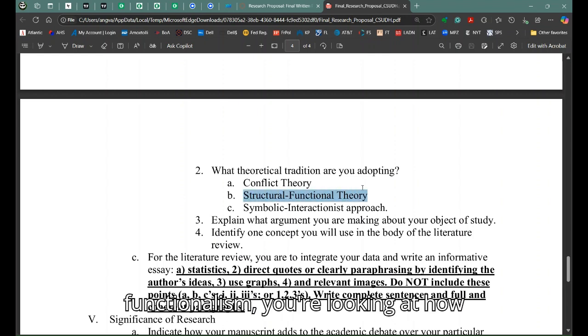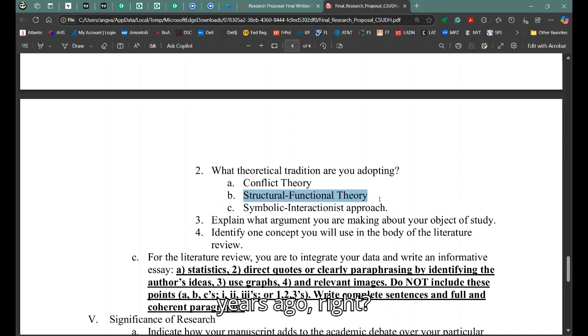Now, for structural functionalism, you're looking at how society is able to function, how social institutions provide social stability, and how the social institutions provide social roles for us to fill in society. So then the institutions are beneficial for society, and the roles that we play in society help maintain and perpetuate society. Right.